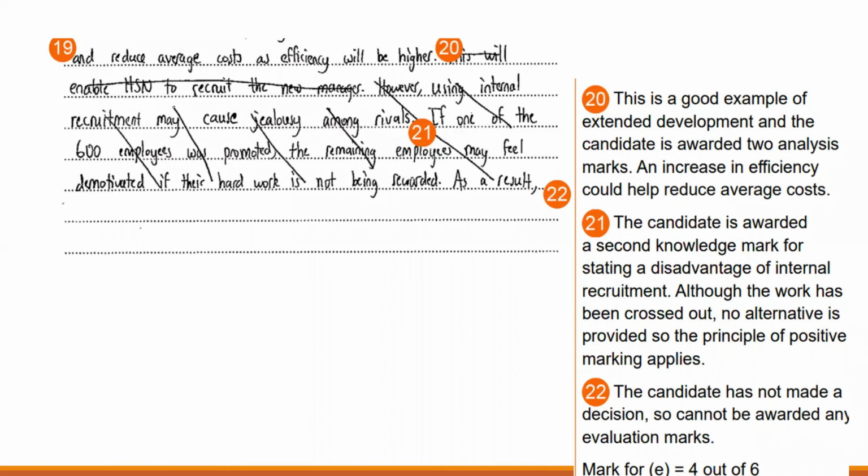The candidate has not made a decision, so cannot be awarded any evaluation mark. Now, ideally, this person should have gotten only 3, so they're just being very positively marked, so you get a 4. So if you would have given a conclusion and another reason to make it clear कि conclusion कहाँ जा रही है, internal recruitment की तरफ या external recruitment की तरफ, that is what would have made it more clear.